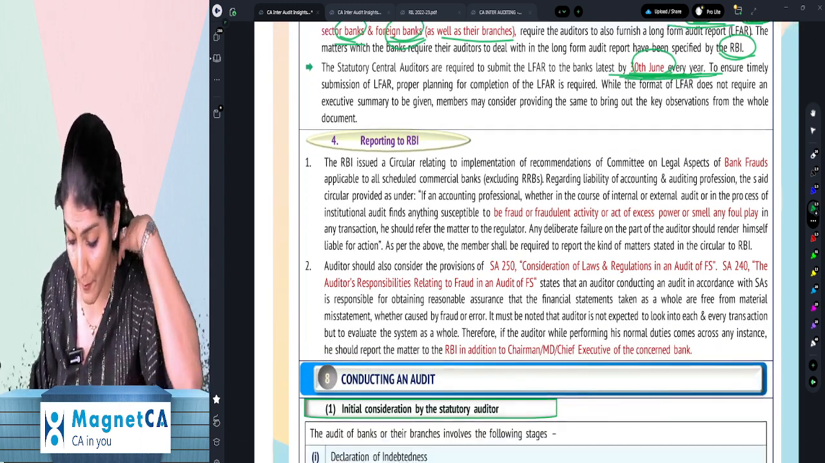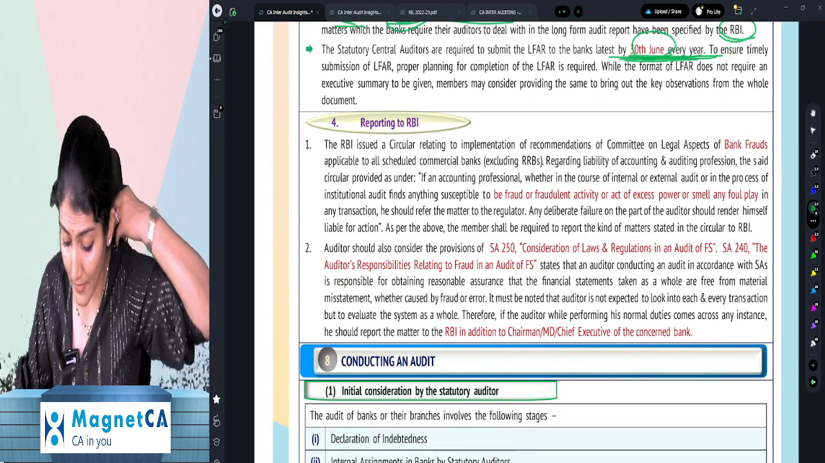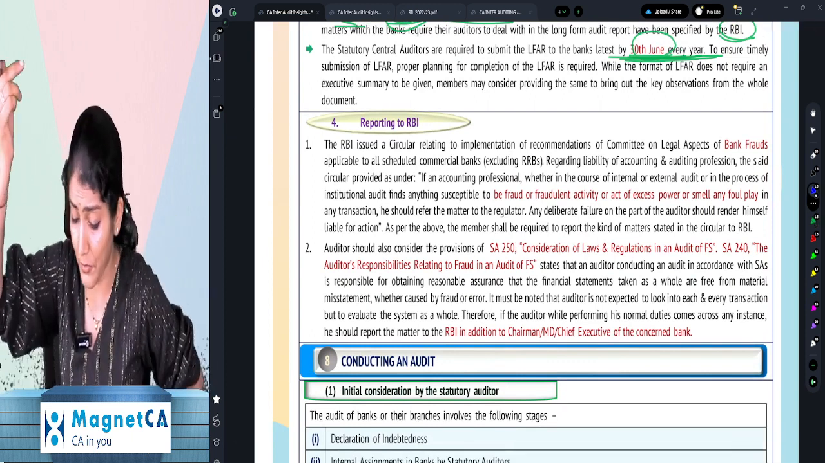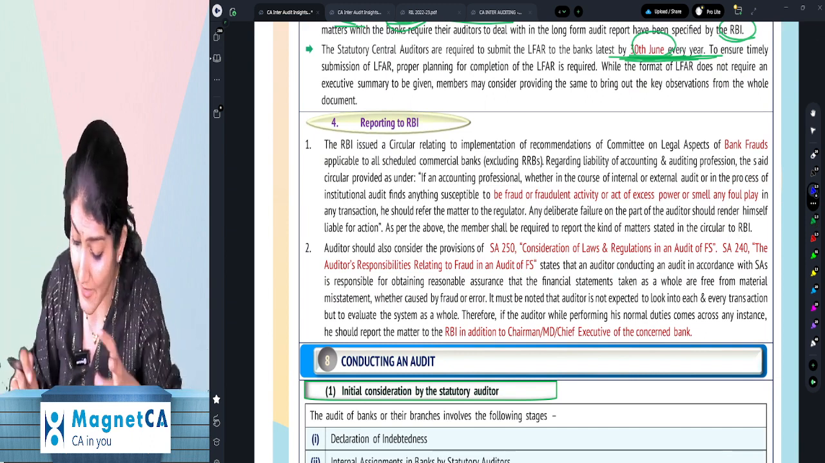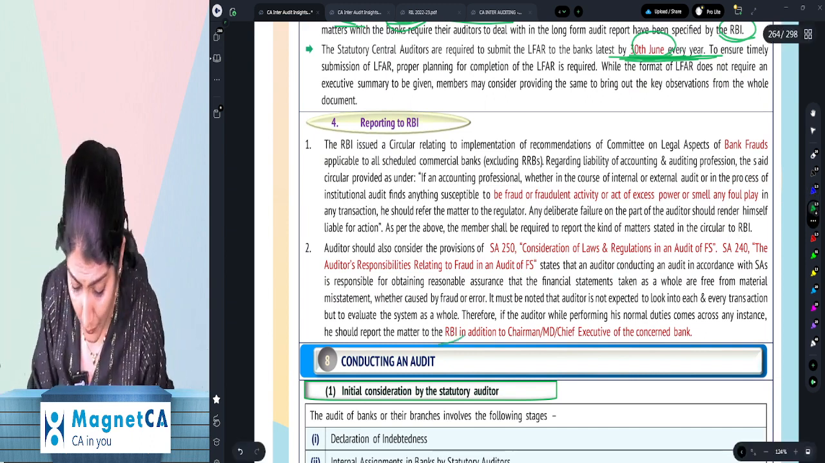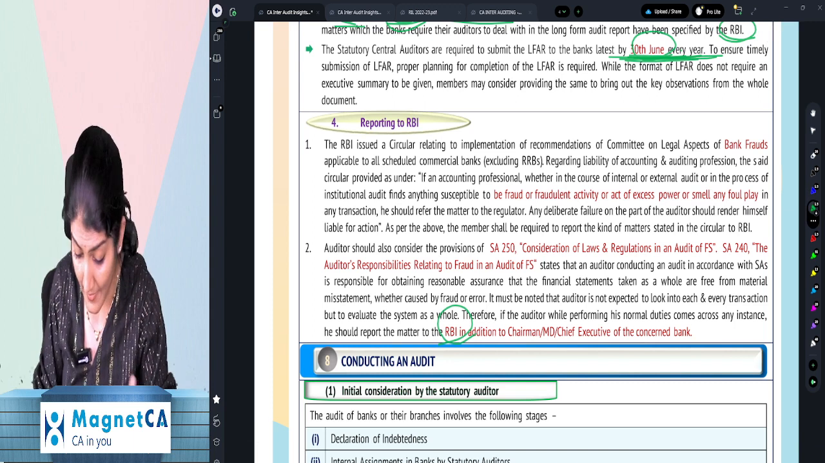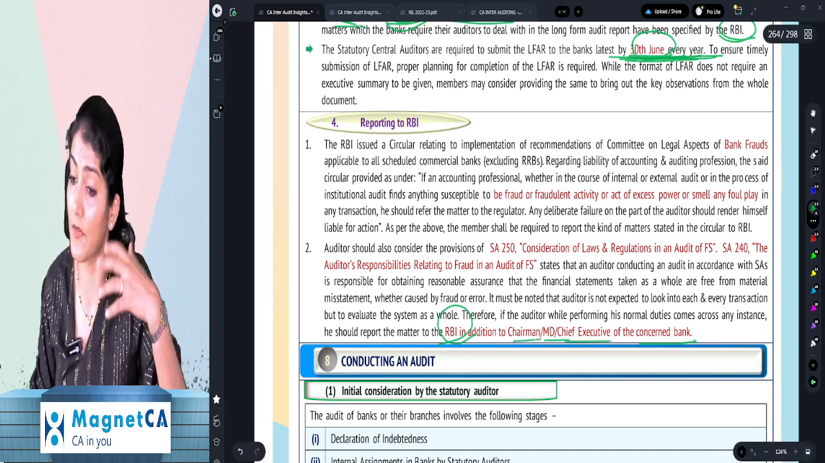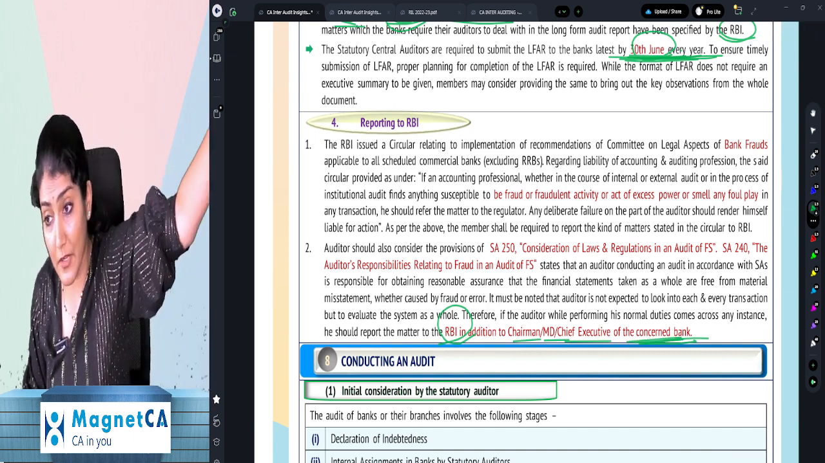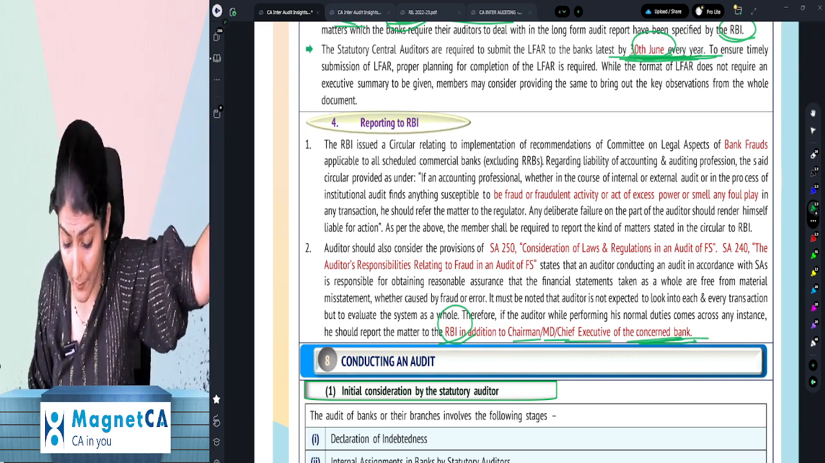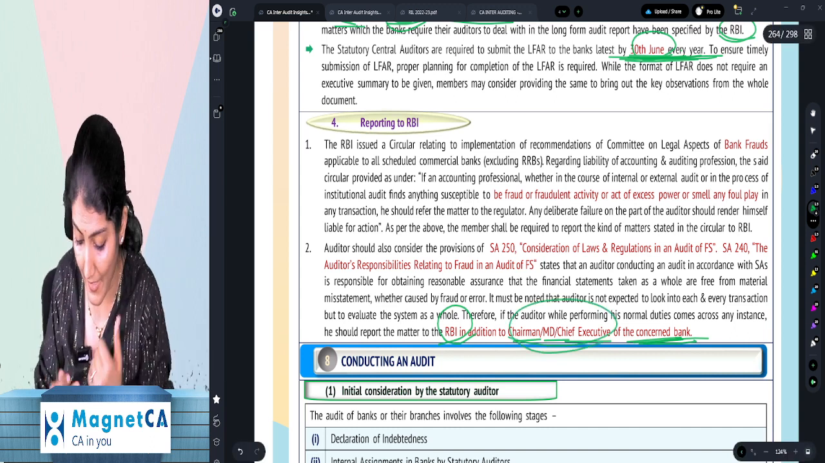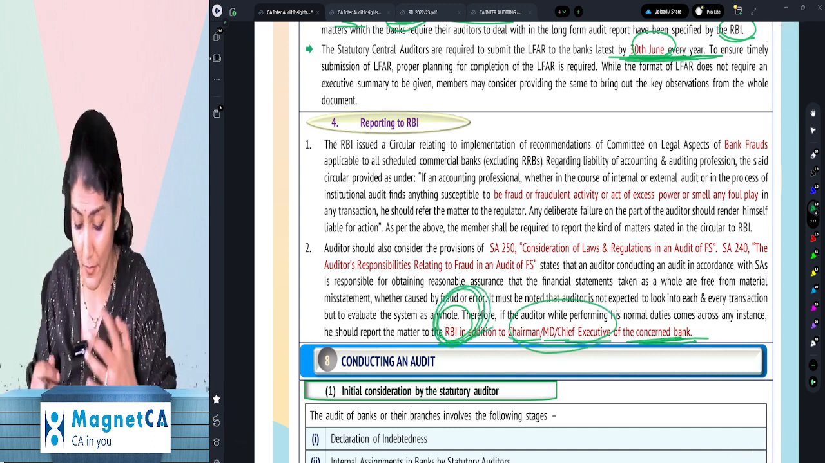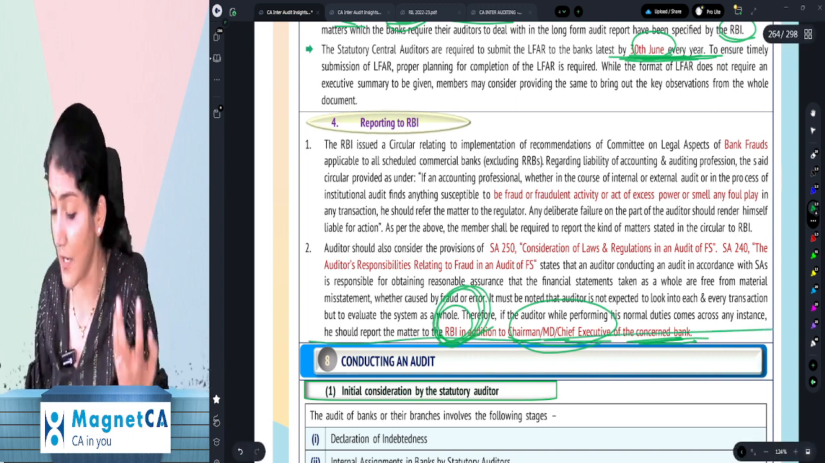Right? And in case of a bank, if any fraud is found out, what does it say? Auditor, will you report it to central government? 143(12), duty to report fraud to CG? Yes. But in addition to that, it says, auditor, you will also report the matter to the RBI, in addition to the chairman, managing director, chief executive of the concerned bank. So you report it to central government, that is as per 143(12). But do you also need to report it to the bank management? Yes. Do you also need to report it to the RBI? Yes, you also need to report it to the RBI.